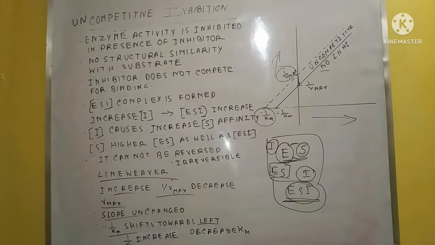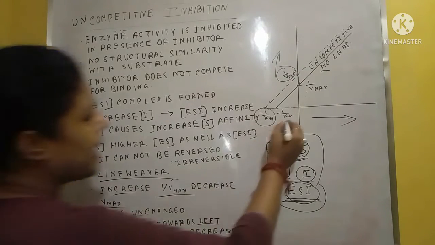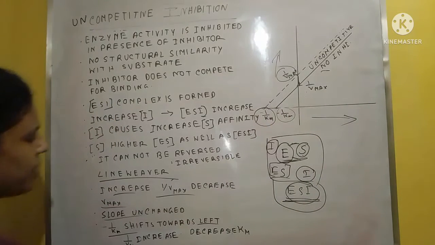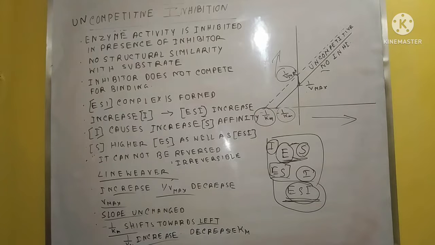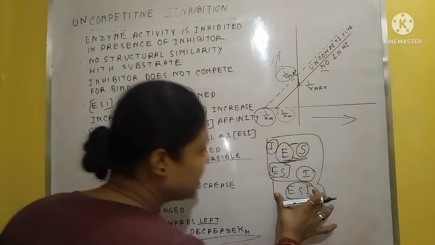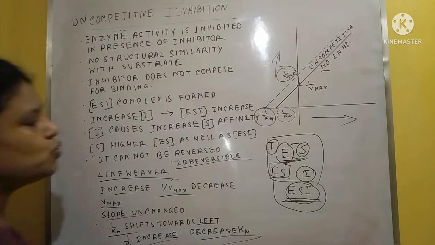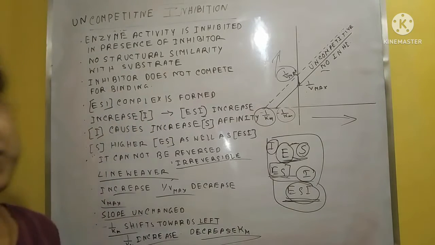So we see here 1 by Km is shifted towards the left. That means the value of the Km is increased on the axis, but the actual Km value is decreased. Another thing is that this process is irreversible. That means if the ESI complex is formed, it cannot again be reversibly converted to the ES complex. ESI is present with the ES complex in the medium, and this is the uncompetitive inhibition.